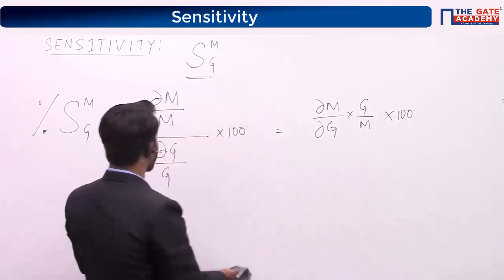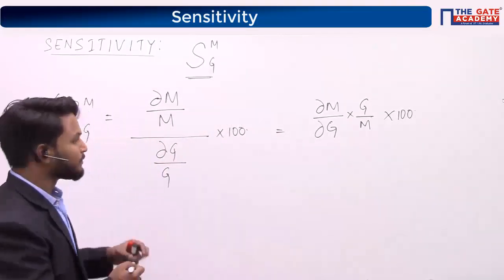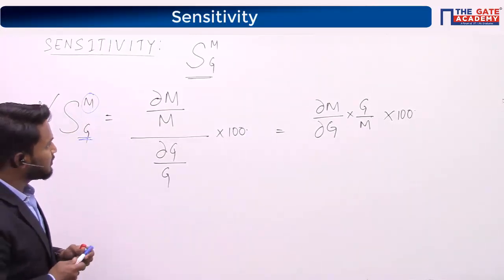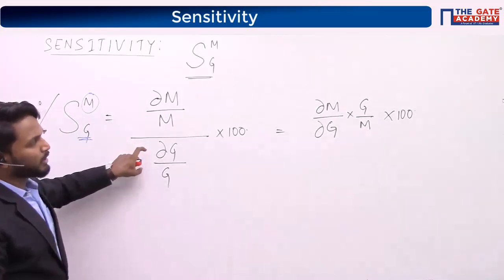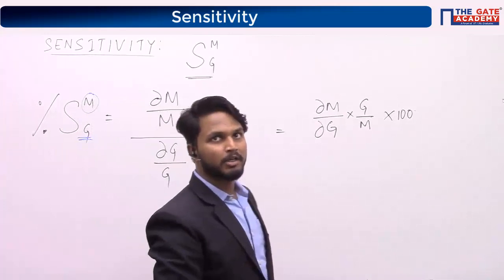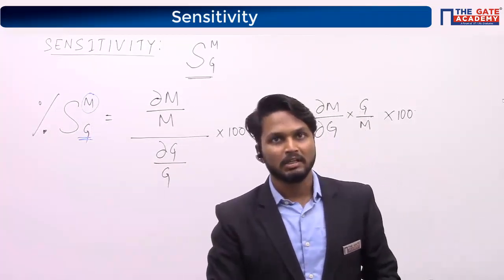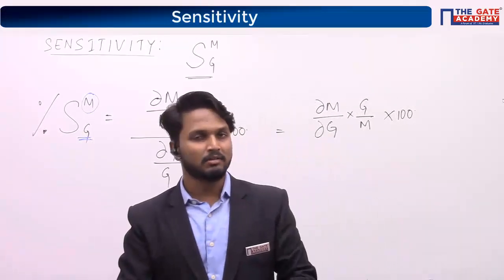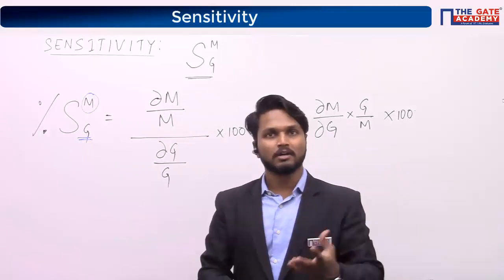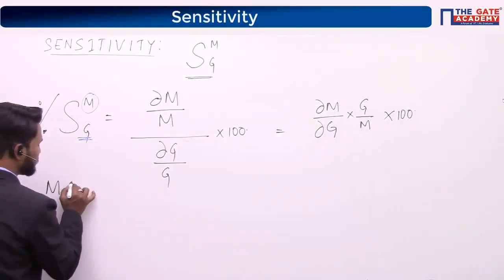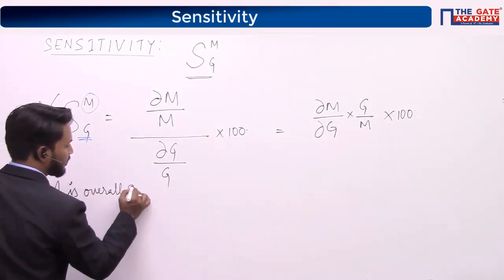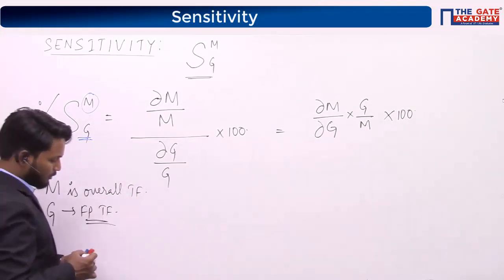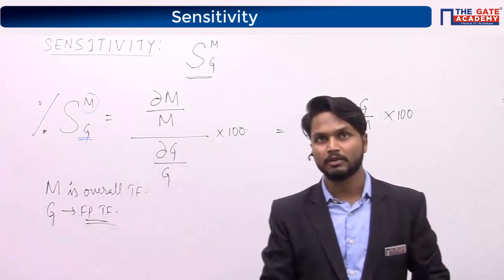Therefore, sensitivity of overall transfer function with respect to G is defined as per unit change in M with respect to per unit change in G. Per unit change in M upon per unit change in G. That is the definition. So what does it physically infer? M is the overall transfer function and G is the forward path transfer function.